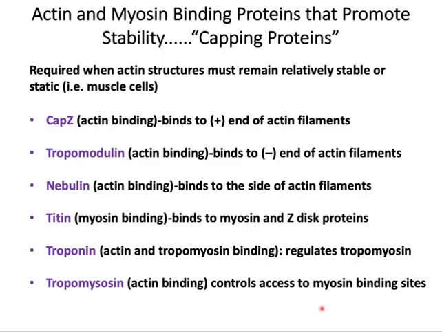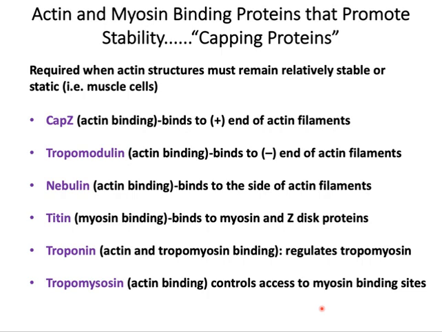The way in which they are stabilized is by actin binding proteins and myosin binding proteins. Sometimes these are collectively called capping proteins. There are 4 very important actin or myosin binding proteins that stabilize the structure of the sarcomere. One of them is CapZ, an actin binding protein that binds to the plus end of the actin filament. There is tropomodulin, another actin binding protein that binds to the minus end of the actin filament.